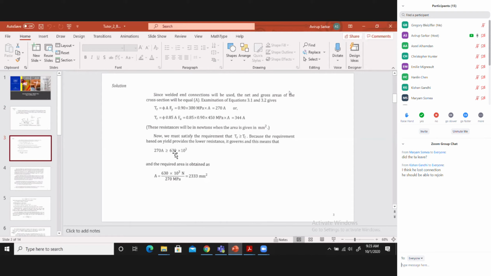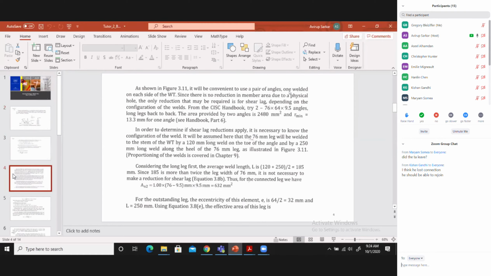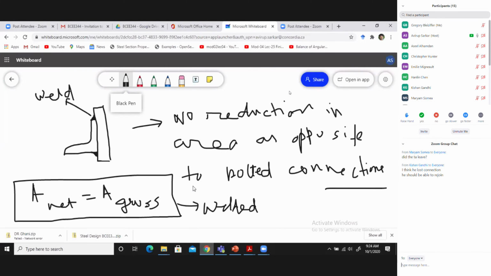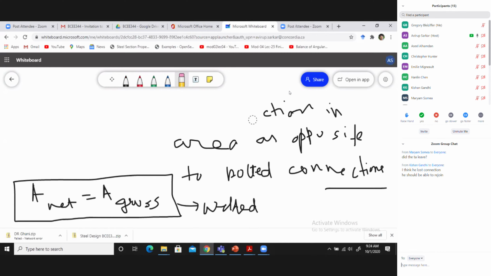capacity value, and find out a required area, and then we go to the handbook. We choose, in this case we have chosen 276 by 64 cross 9.5 angles and back to back, and I have shown to you what back to back long legs mean. And then we go on making another calculation. I will explain to you one thing here.